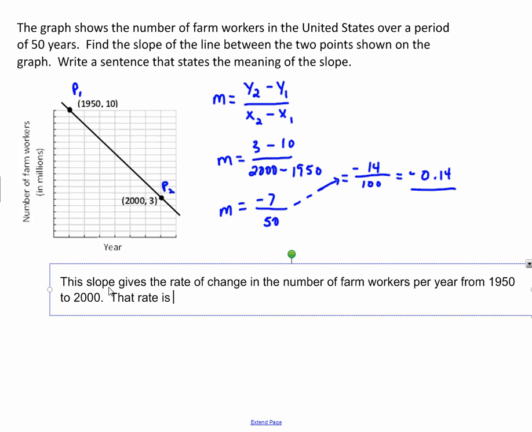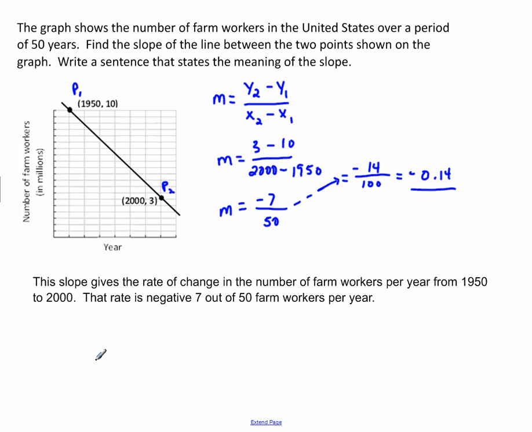If it is negative 7 out of 50 farm workers per year, so we're looking at a rate, and we're going to give this rate in terms of it being a rate of change of farm workers per year from 1950 to 2000.